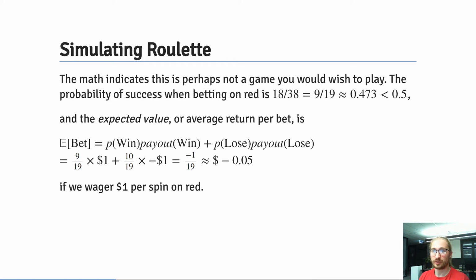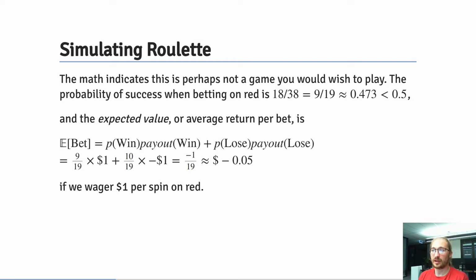So we can compute the expected value, or the average return per bet. What's that? It's basically, on average, when you play many rounds of this game, how much money do I stand to win or lose per spin? We can compute that as the product of how likely I am to win times the payout I get if I win, plus how likely I am to lose times the payout, which in this case would be negative, because I lose money when I lose.